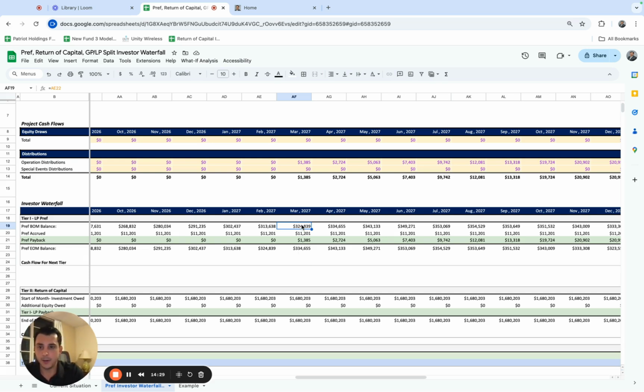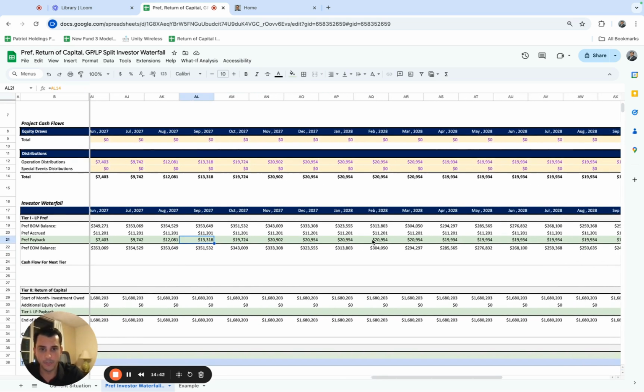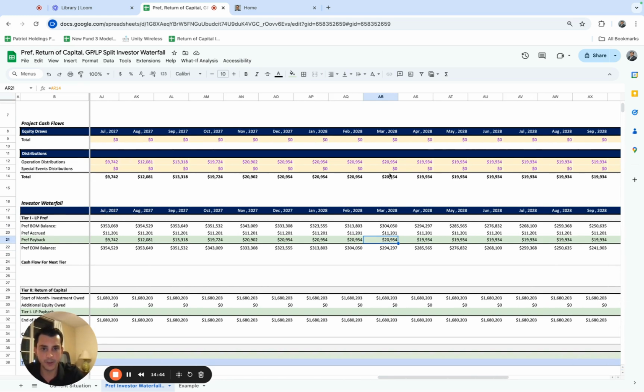Okay, so what's happening here? We have a pref balance. We accrue some more. We have some money, finally, $1,000. Remember, pref always gets paid back first. So the first thing that's getting paid back is the pref. And now we're finally starting to pay back our pref a little bit. We're chipping away at this thing. 20 grand being paid to it, then 19 grand, 19 grand, 19 grand.